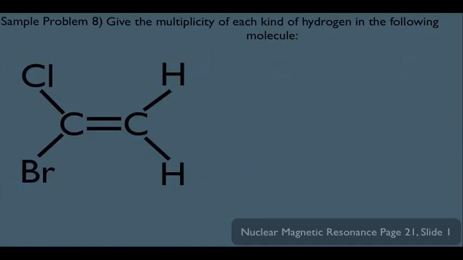This is a unique situation, but we need to know how to handle it. Again, let's label our hydrogens. This is an A-type hydrogen. And remember, because our double bond here can't be rotated, that would make this a B-type hydrogen.